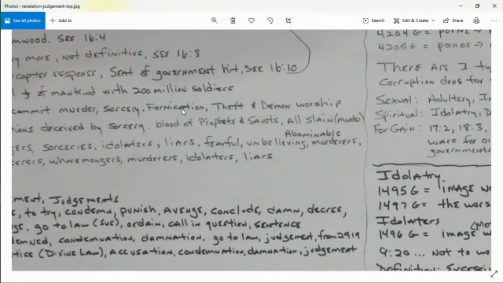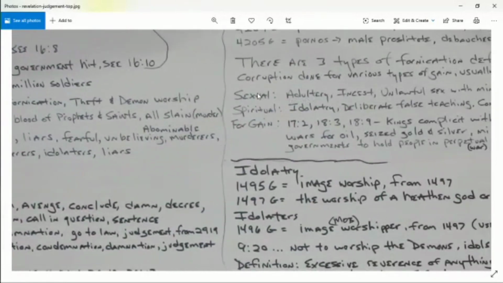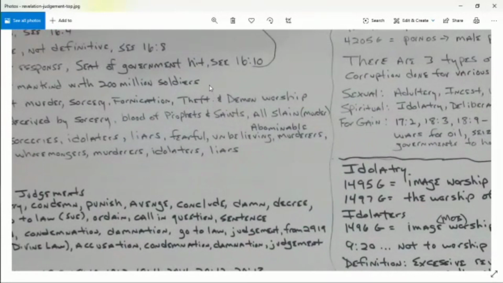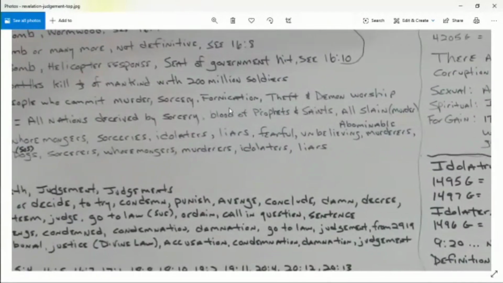Your fornication actually has three connotations, which is right here on the right side: sexual, spiritual, and for gain. So I get into that. And then the theft is your banking. Theft through banking is not your neighbor stealing your car or your motorcycle, and that kind of thing. These all apply.